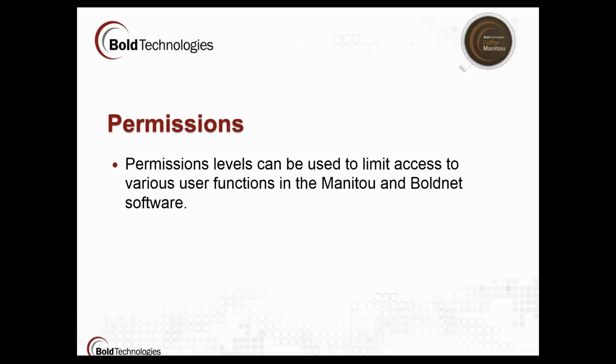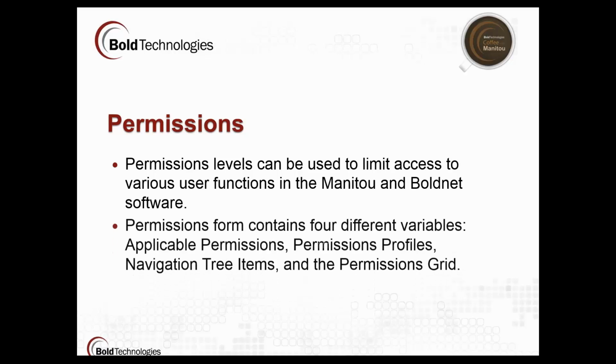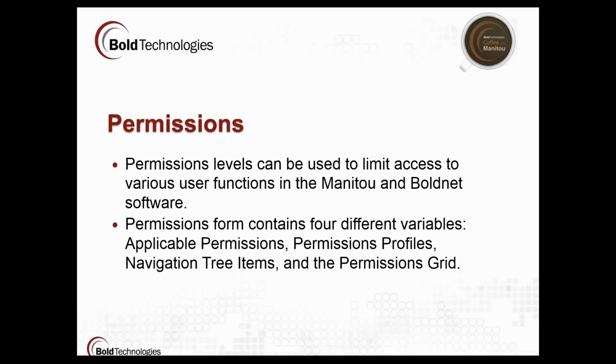With permissions, just some general overview information. There are different permission levels that can be used to limit the access to various user functions in Manitou and or BowNet software, which of course is our web-based software. The permissions form itself in the Supervisor Workstation has 4 different variables as it relates to permissions. Applicable permissions is one section of it. Permission profiles is another section. Then there's a navigation tree with items, and then there's the permissions grid. Don't have to take notes on this because we're going to jump over into Manitou and look at this information in real time as well.